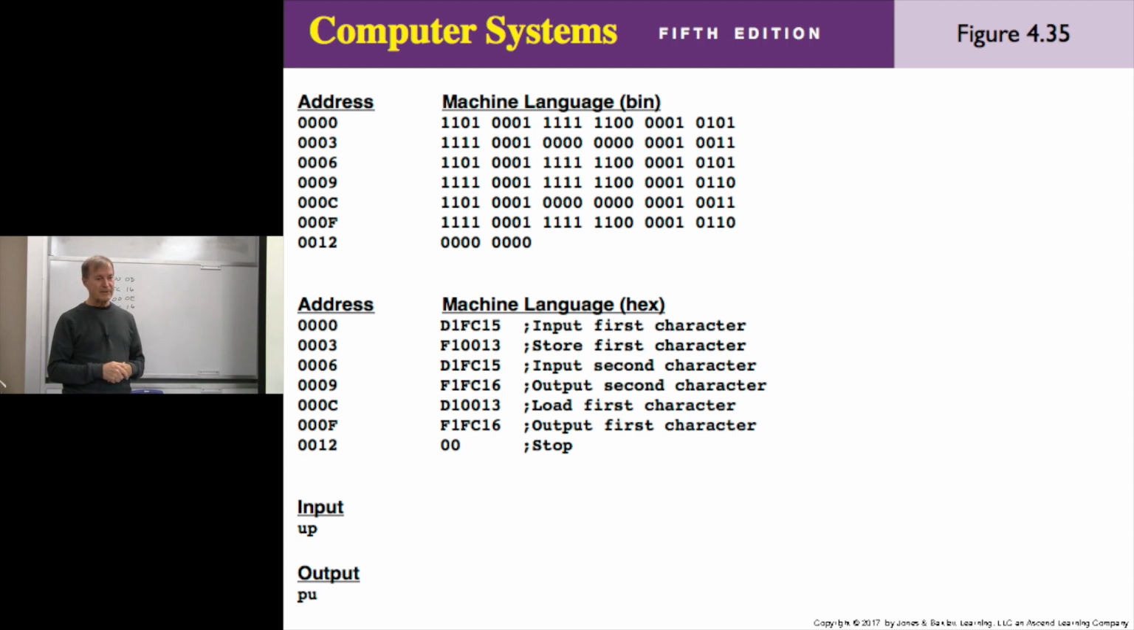Okay, so then D1 FC15 inputs the second character, F1 FC16 outputs the second character, and then to output the first character, we do D1 0013, so that loads the first character, and then F1 FC16 outputs the first character, and then we stop. Does everybody see how that worked?